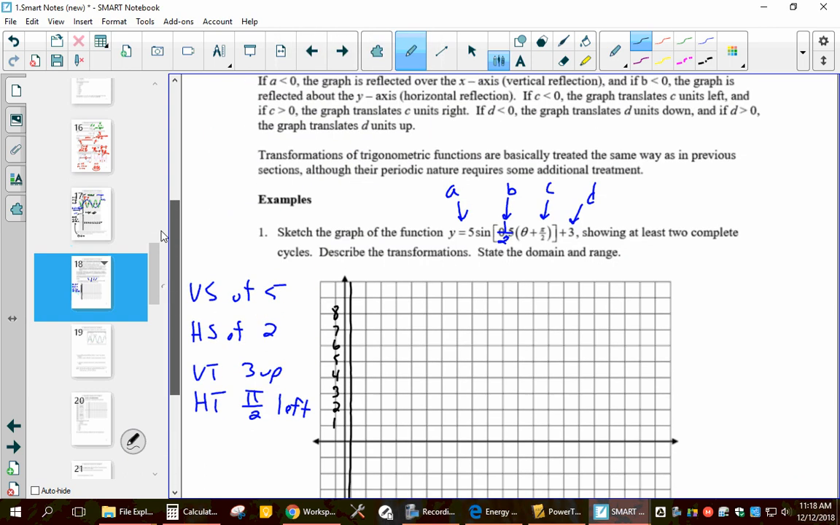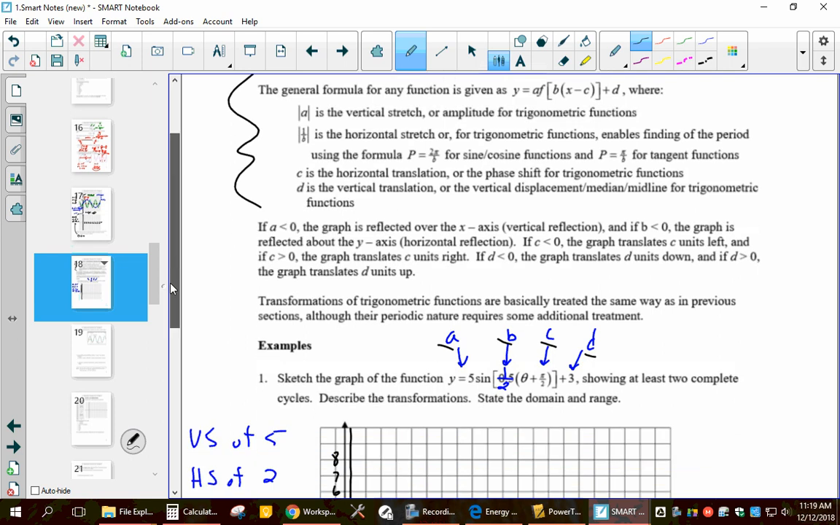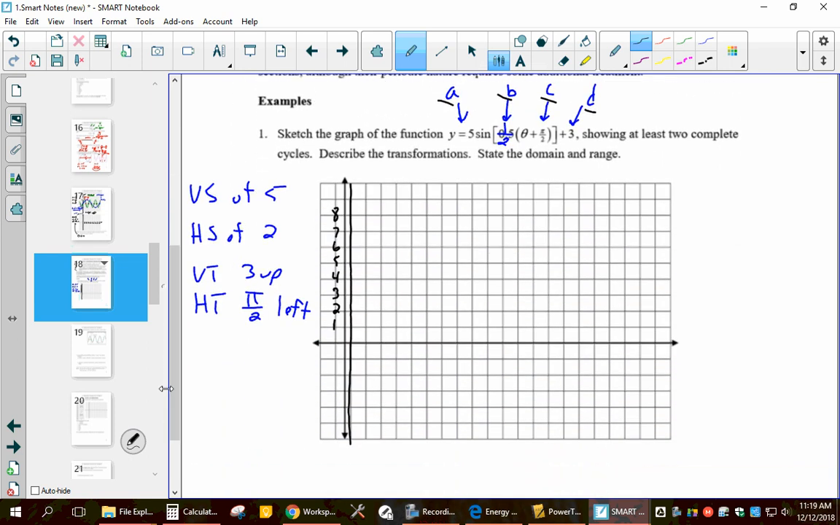All right, so just to recap what we just did here, everything is the same from previous units, where we just have to figure out our A value, B value, C, and D, right? So this should be familiar. You can see that we have a vertical stretch of 5 for our A value, horizontal stretch of 2, right? Because it's going to be 1 over 2, so 2. Vertical translation 3 up from this one, and then a horizontal translation of pi over 2 to the left. All right. Hopefully you guys are caught up with us now, so we'll keep going here.